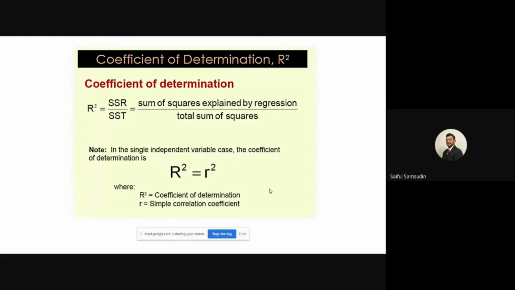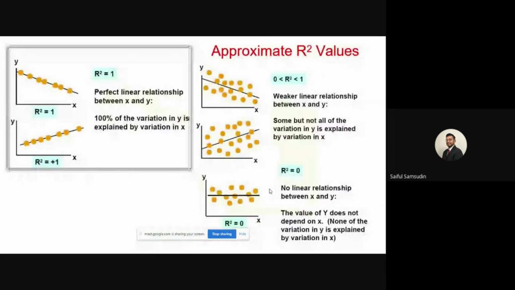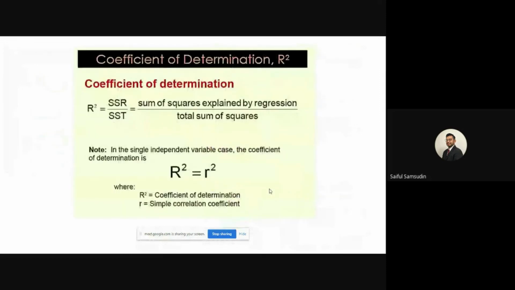Alright, so this is the approximate R square value. Okay, before we continue, is this clear about the coefficient of determination? Okay, Dr. Amal, clear.